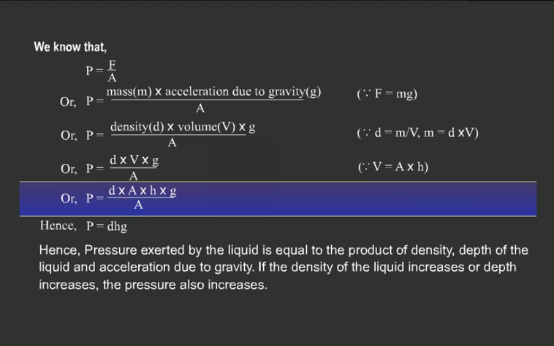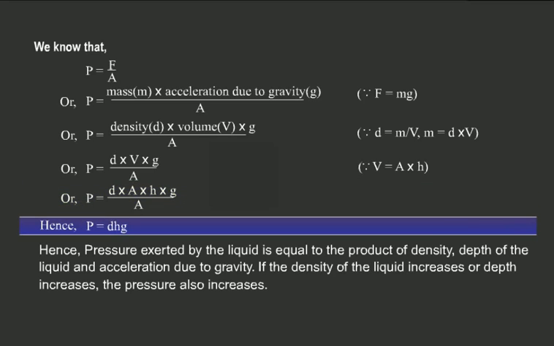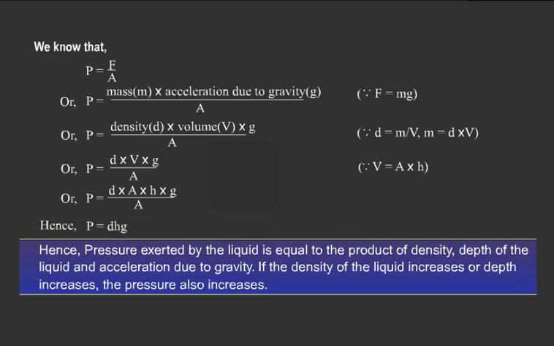Students, now the area in the numerator is cancelled by the area in the denominator. Hence, P is equal to dHg, or the product of density, height, and acceleration due to gravity. Students, hence pressure exerted by the liquid is equal to the product of the density, depth of the liquid, and acceleration due to gravity. If the density of the liquid increases or depth increases, the pressure also increases.